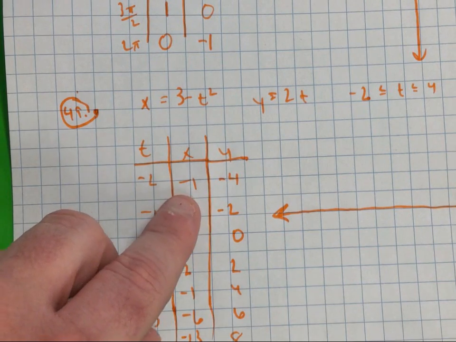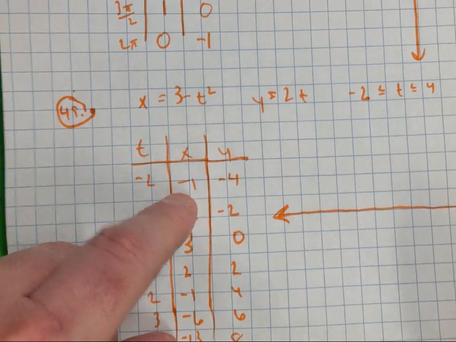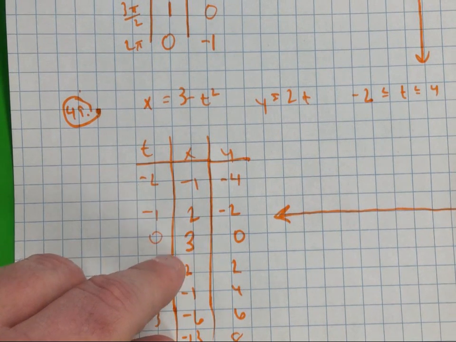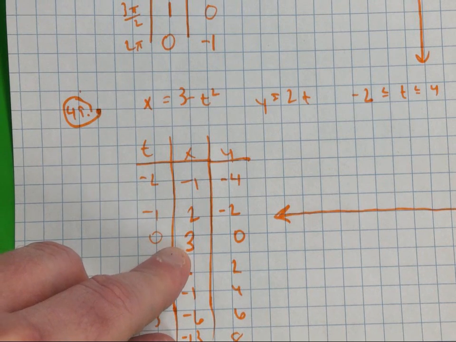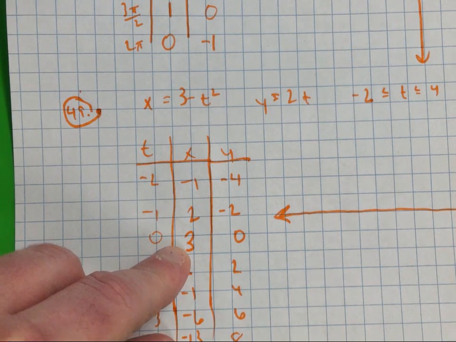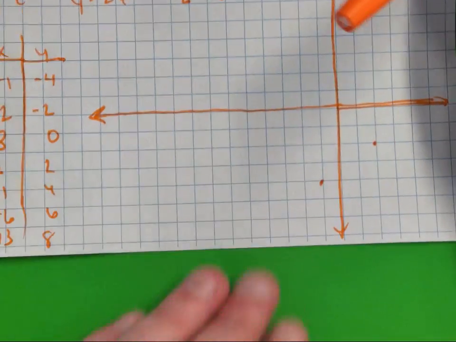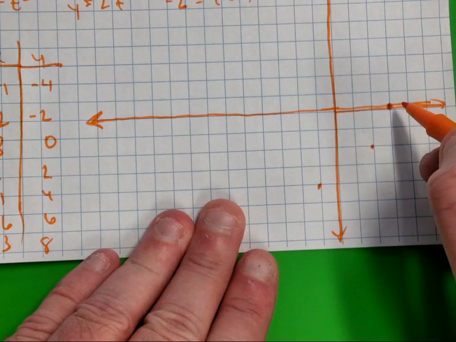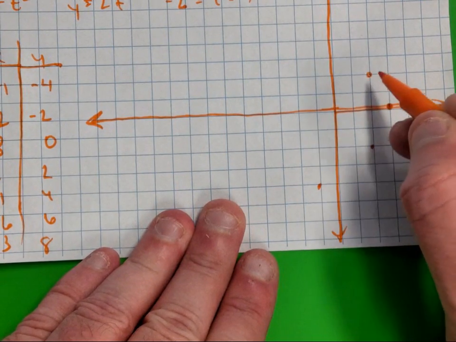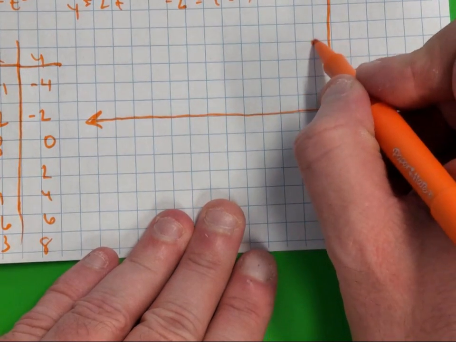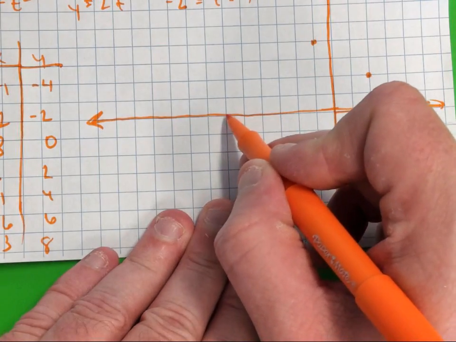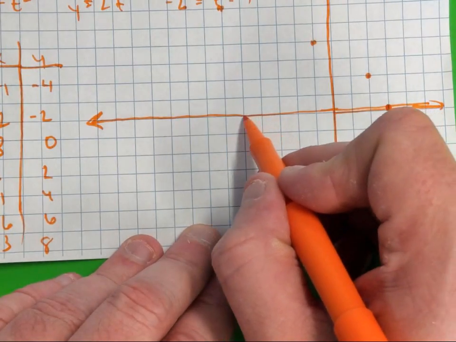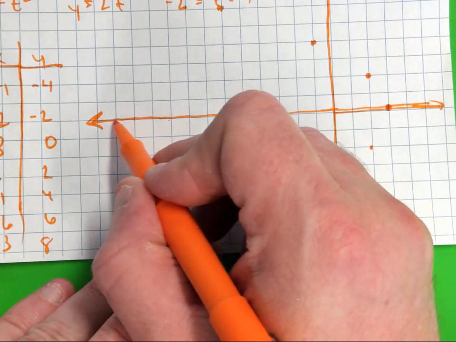Negative 1, negative 4. 2, negative 2. 3, 0. Okay, figure out what's going on. 2, 2. Negative 1, 4. See, watch what happens. But I didn't give up.